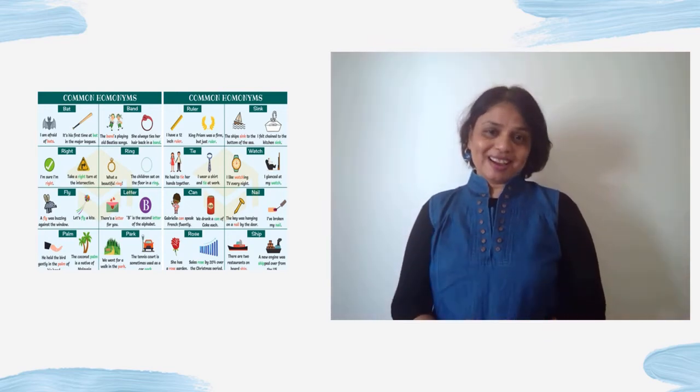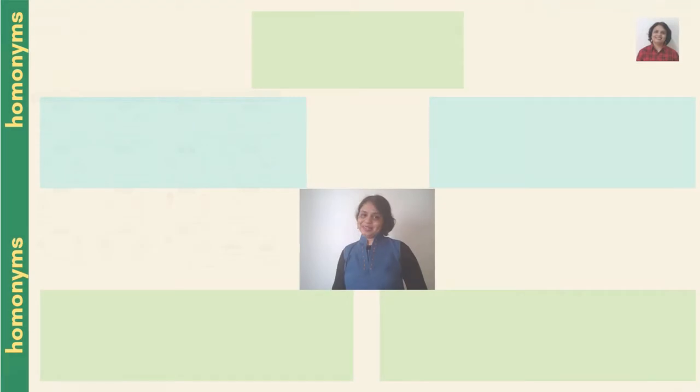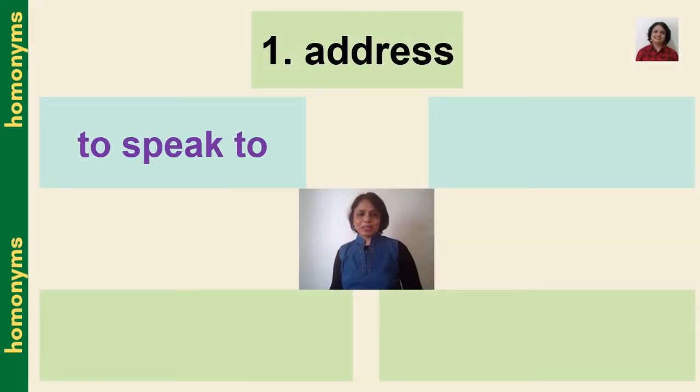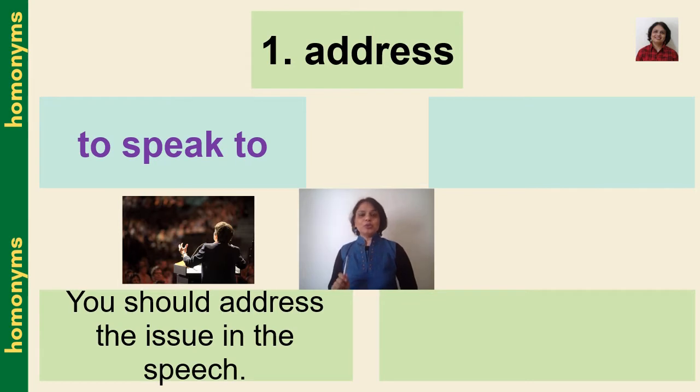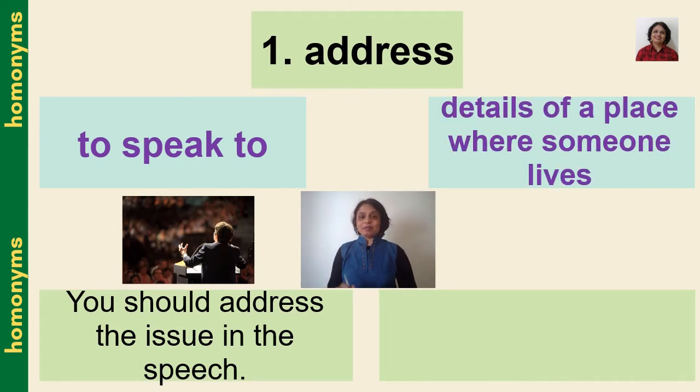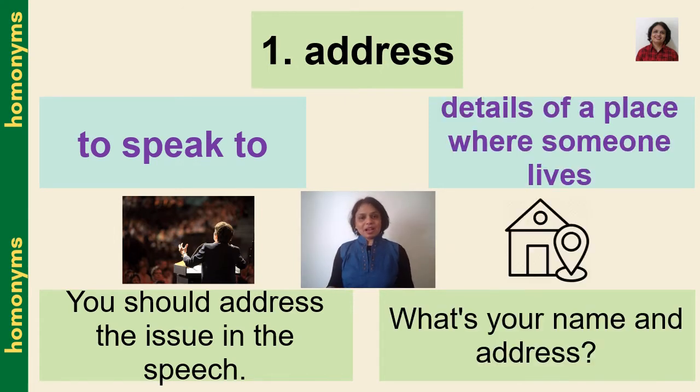Okay, so let's start. Number one, address. It means to speak to. As you can see in the picture, the speaker is addressing the audience. As well in the example sentence, you can see you should address the issue in the speech. Another meaning of address is the details of the place wherein someone lives. For example, if somebody asks you, what's your name and address? That time you have to tell your name. At the same time, you need to give the details of the area in which you live. That's another meaning of address.